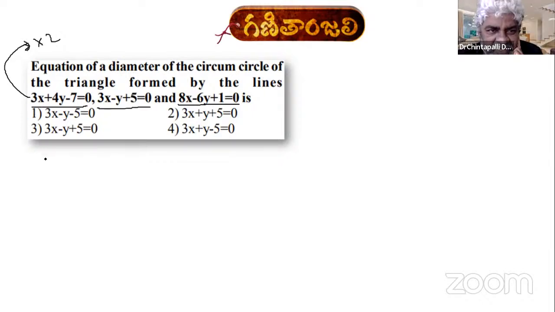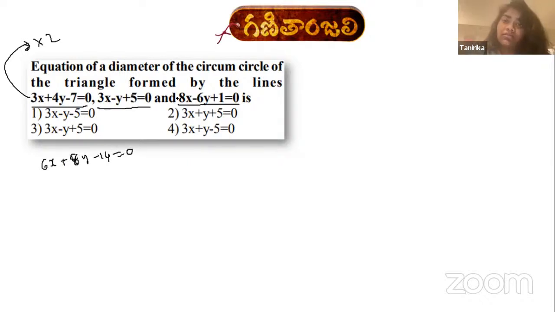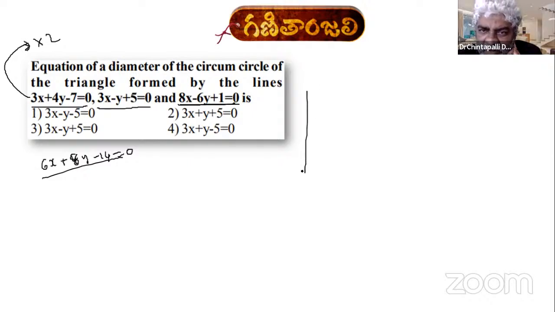That equation, when we multiply by 2, becomes 6x plus 8y minus 14 is equal to 0. This one is 8x minus 6y plus 1 is equal to 0. So clearly these two lines are perpendicular lines. A triangle is made with the two perpendicular lines. What about the third side? Obviously, the third side is this line.